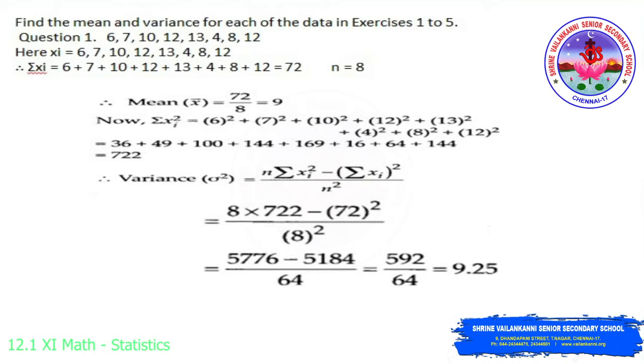So the variance is 9.25. If you want to find the standard deviation, then it is the square root of the variance. So sigma equals the square root of 9.25. So we get approximately 3 point something.